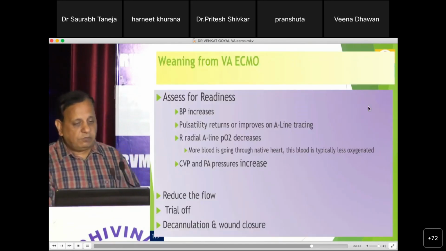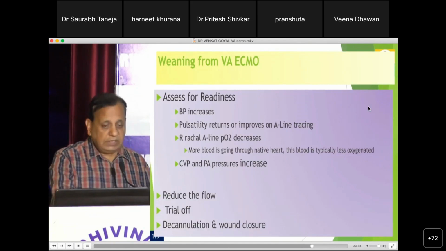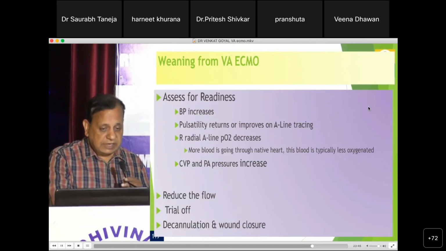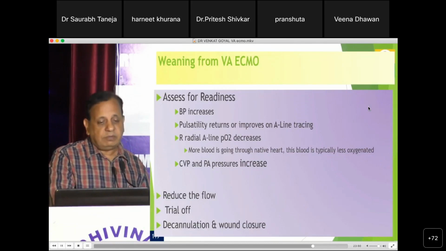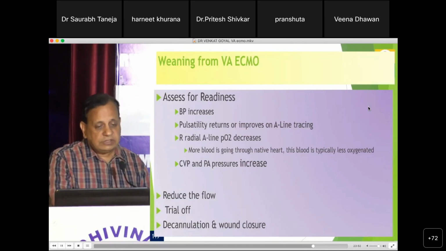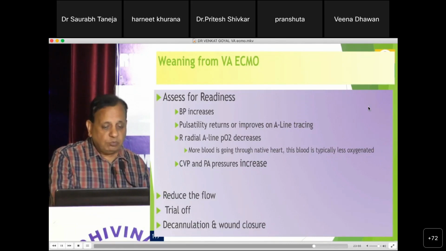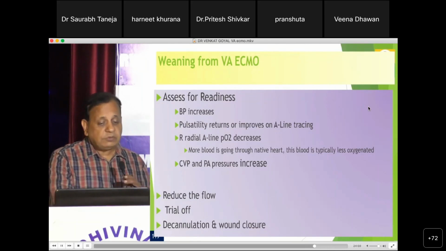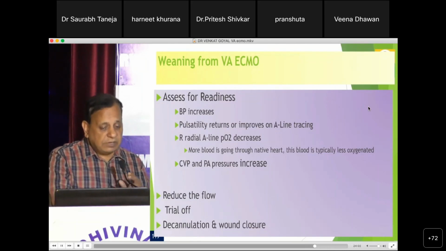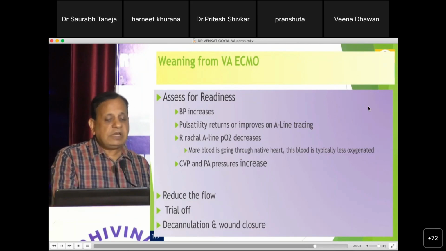Then weaning from VA ECMO requires a readiness of the center for the patient being brought out. So see the BP, see the pulse celerity, see the right radial artery PO2 levels, look for CVP and the pulmonary artery pressures. You reduce the flows and start with trial off and then decannulation and wound closure.